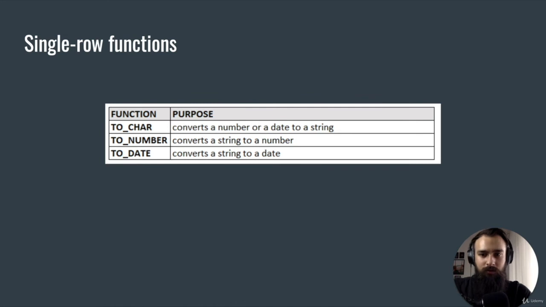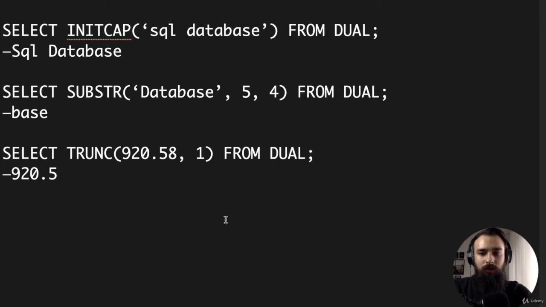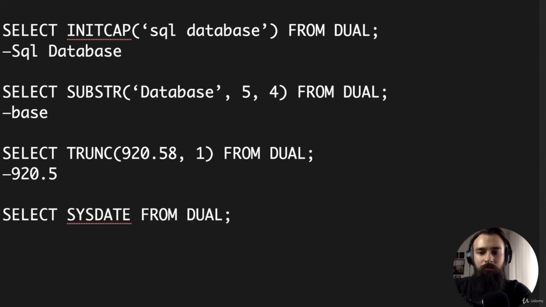And the last group of single row functions, sysdate and extract. Sysdate is a function that returns the current date. So if we select sysdate from dual, it will return the date of day, which is 18th of March 2021.